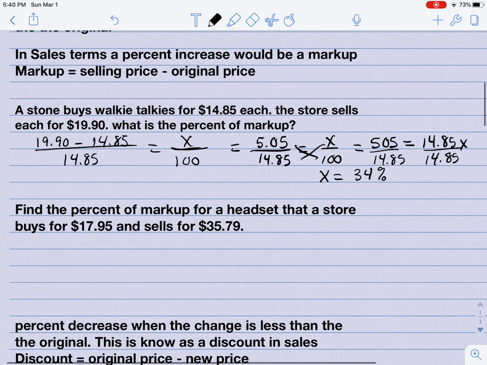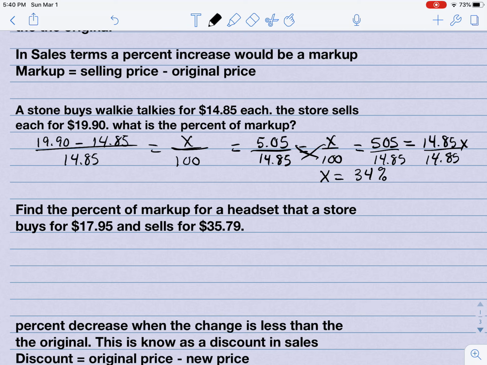Okay, so one more: find the percent of markup for a headset that a store buys for $17.95 and sells for $35.79. So go ahead and take some time and try and solve this on your own, and then you can click on to continue and see if what you got matches my answer.